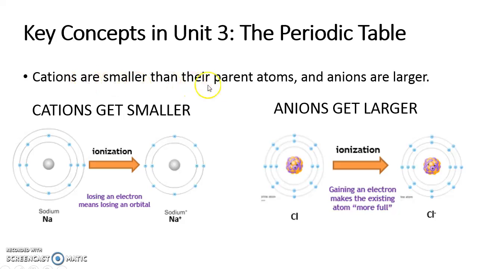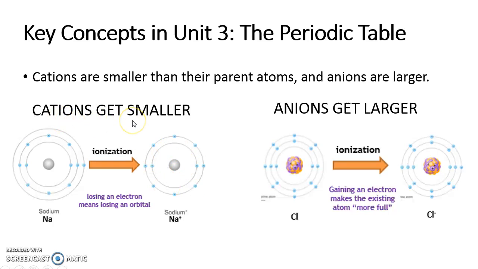Cations are smaller than their parent atoms, and anions are larger. So cations will get smaller. One of the reasons for that, so cations lose electrons to become positive. Remember, electrons are negative. So when you lose negative, it's like a double negative in math class, you get positive. So when they lose those electrons, they actually lose an entire outer shell. So you can see here, this is sodium, and then this is sodium ion. Sodium ion has lost an electron.